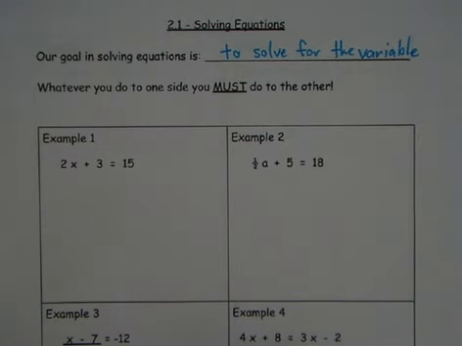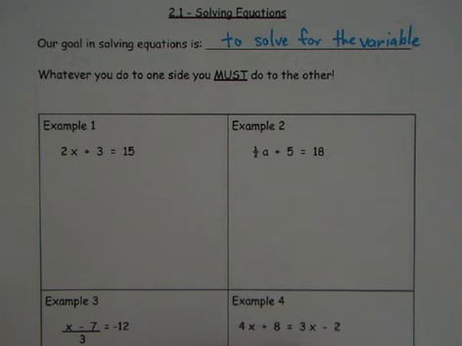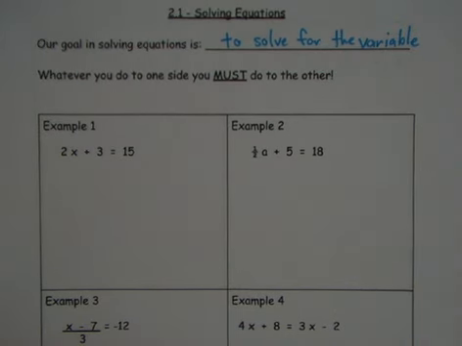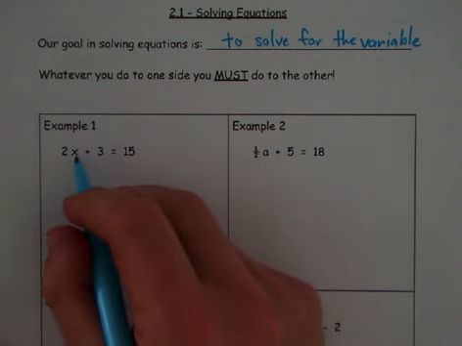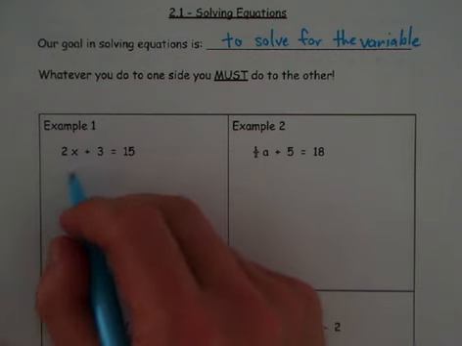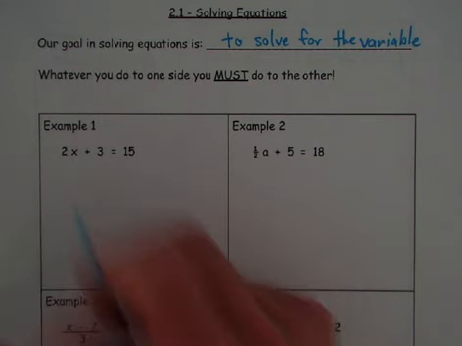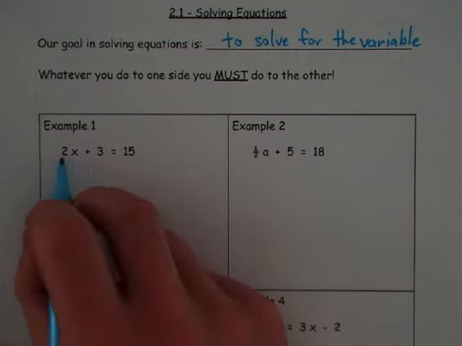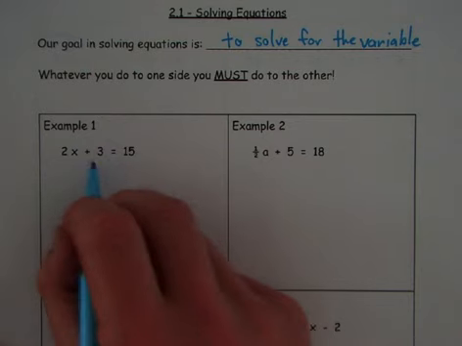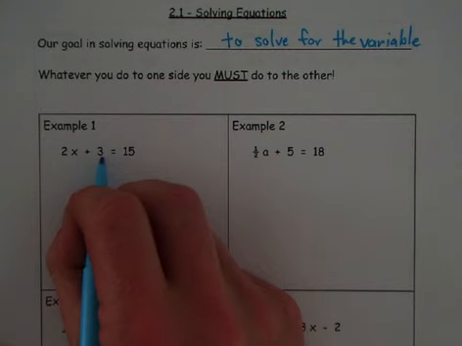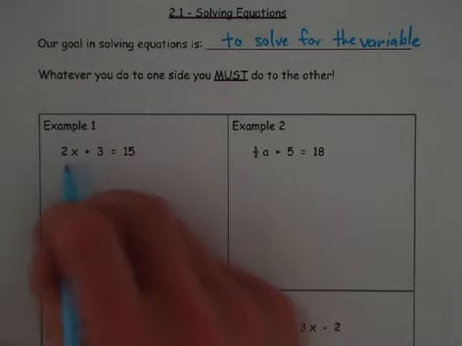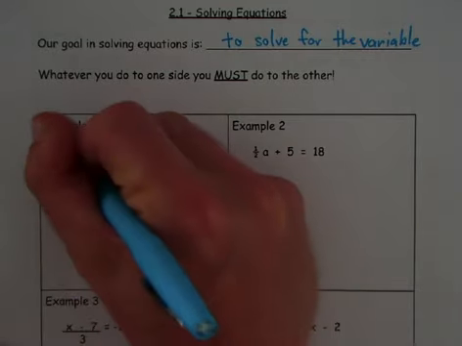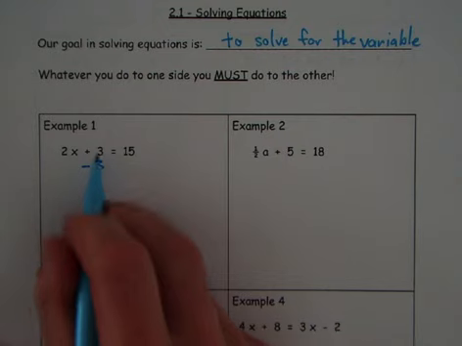These are pretty straightforward equations. This one says 2x plus 3 equals 15. We're trying to solve for the variable, or isolate this x on one side of the equation, so we're going to get the x only on the left. I see this plus 3. I want to get rid of it from this side of the equation. To get rid of it, I have to subtract 3.